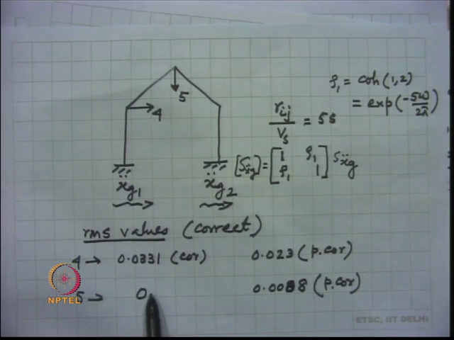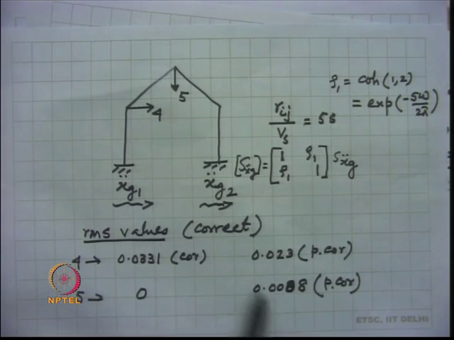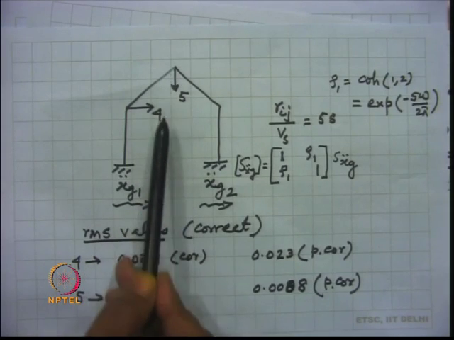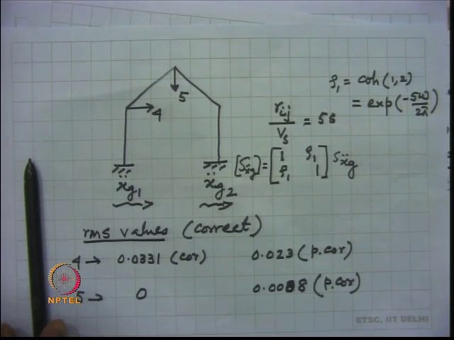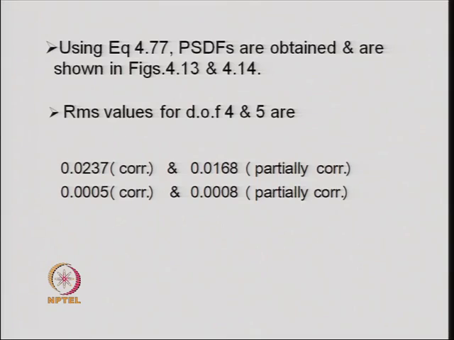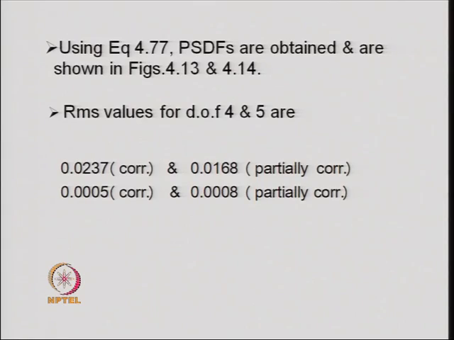And when it is partially correlated, there is a little bit of displacement that occurs at the crown. So this shows the importance of the correlation between the excitations at the two supports. If we assume it to be perfectly correlated, that is, we assume it to be a single point excitation system, then in some cases we can get some erroneous result for certain degrees of freedom.